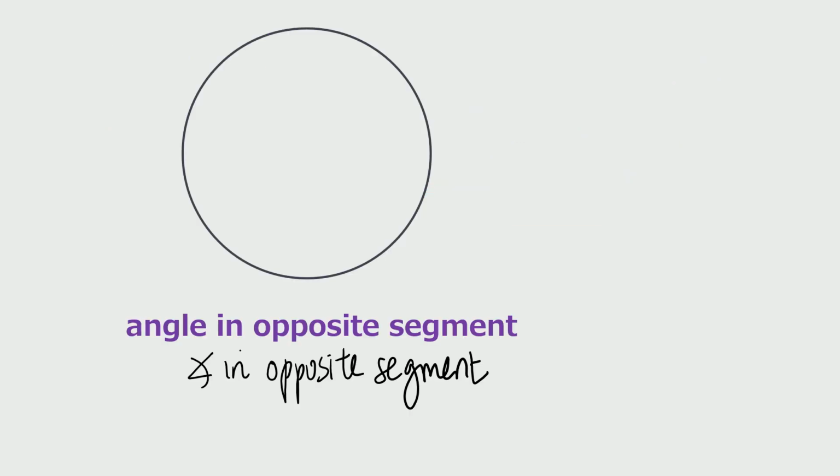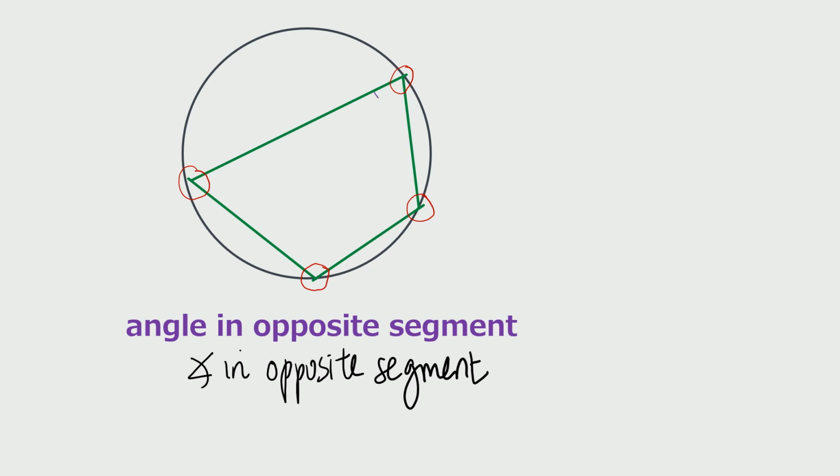The fourth angle property is angle in opposite segment. So what is angle in opposite segment? First of all, we look out for a cyclic quadrilateral. It's a quadrilateral, but it's inside a circle. A very important thing to take note of is that all these points must touch the circumference of the circle.